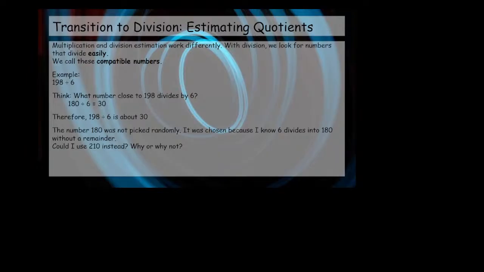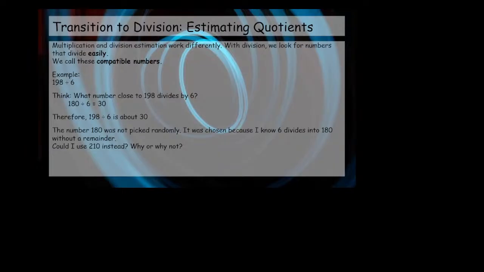Now we're going to transition into division. Here we will be estimating quotients. Multiplication and division estimation work differently. With division, we look for numbers that divide easily. We call these numbers compatible numbers.